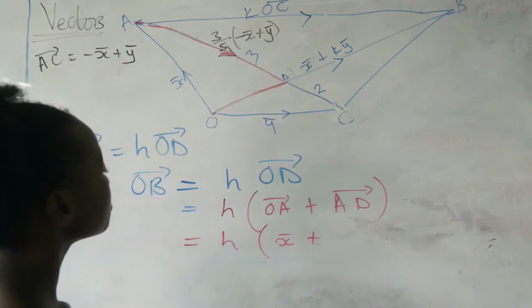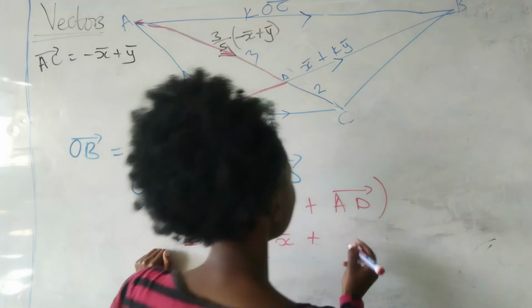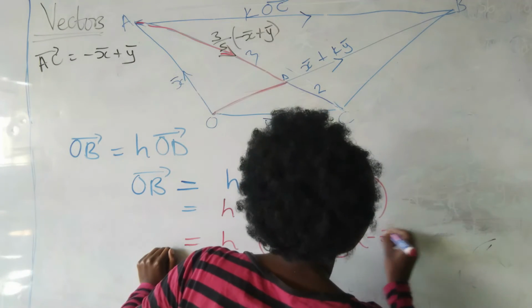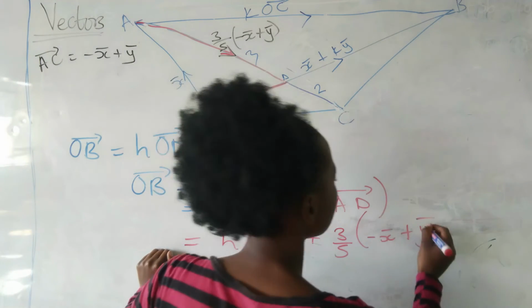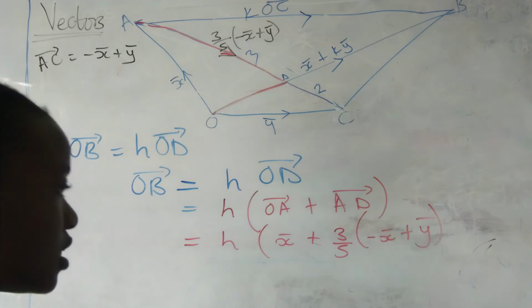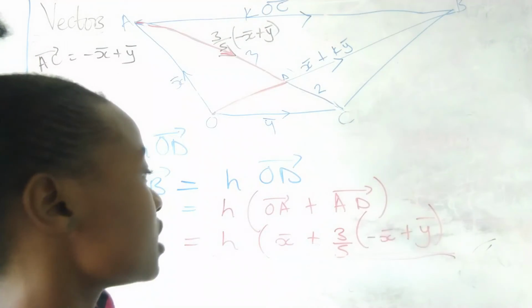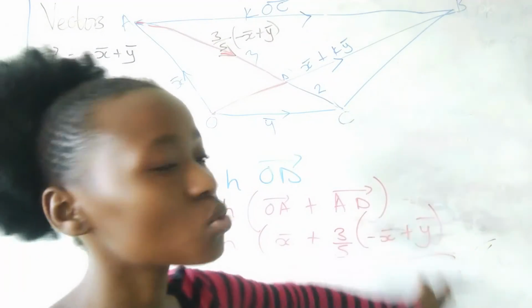Okay, fine. AD is 3/5 of minus vector x plus vector y. So this would be the answer. Because of my time, I will not simplify this, but this would be the answer, and we have left it in terms of h, x, and y.